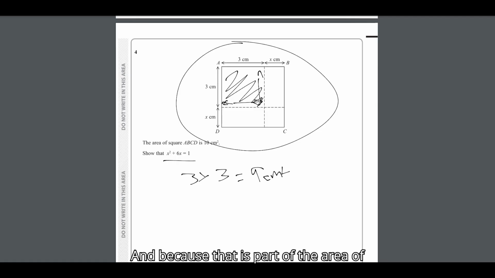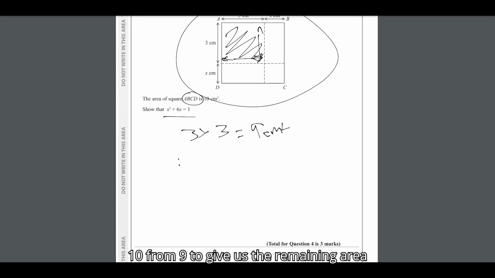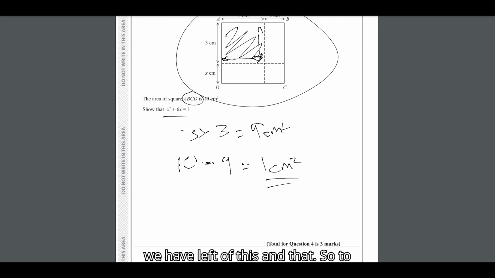And because that is part of the area of ABCD, we can subtract 9 from 10 to give us the remaining area that we have to calculate. So 10 minus 9 is equal to 1 centimeter squared. That's what we have left, and this is what we have left of this and that. So to make it easier, let's calculate this segment first.